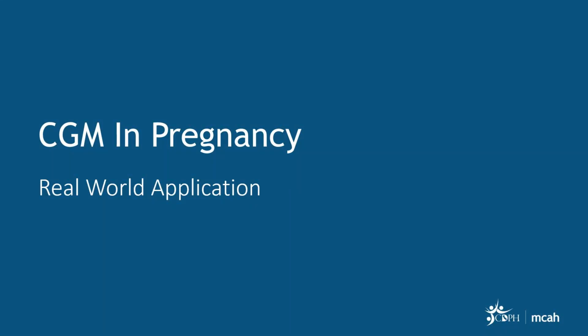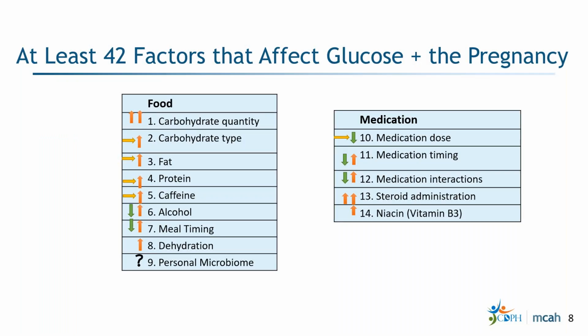So with that review, let's go on and talk about the real world complication. This is actually taken from Adam Brown from a site called Diatribe, and he states that there are actually 42 factors that affect glucose levels. And why is that important to know?